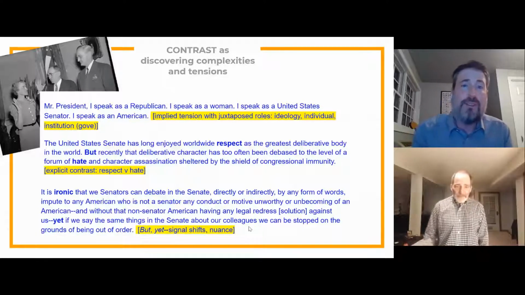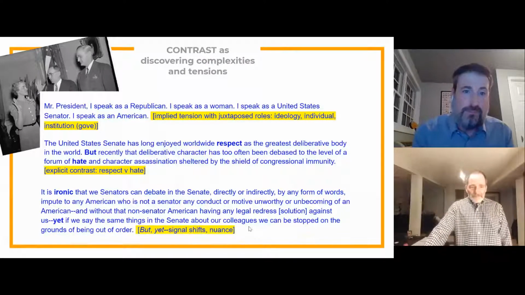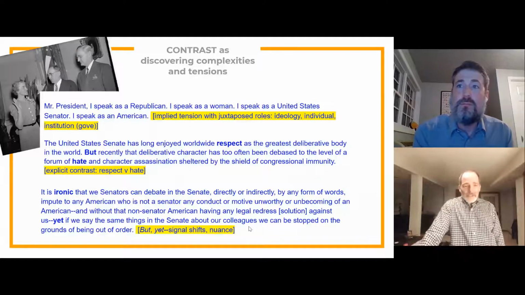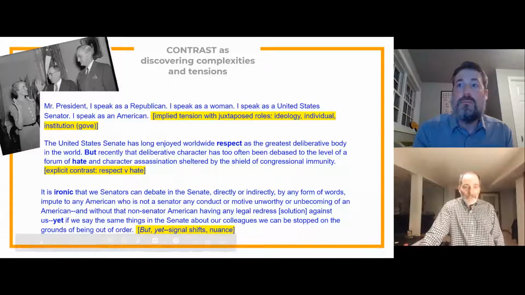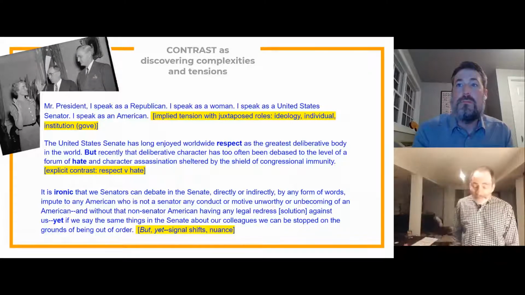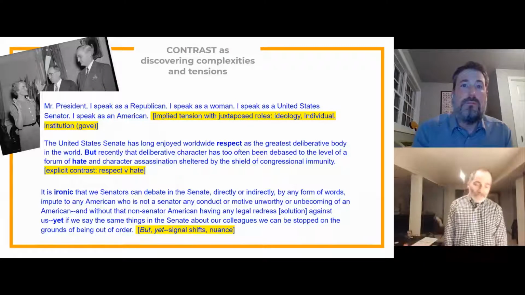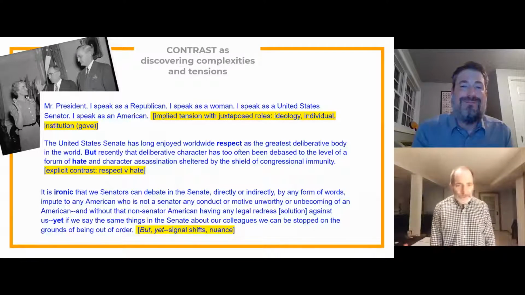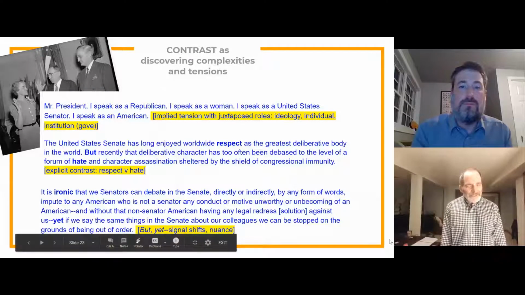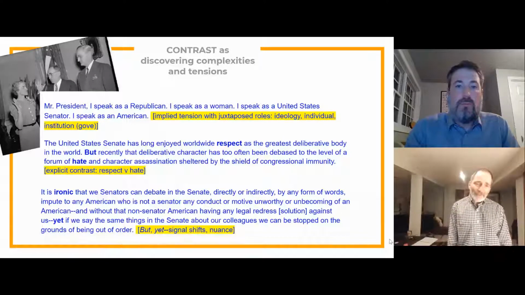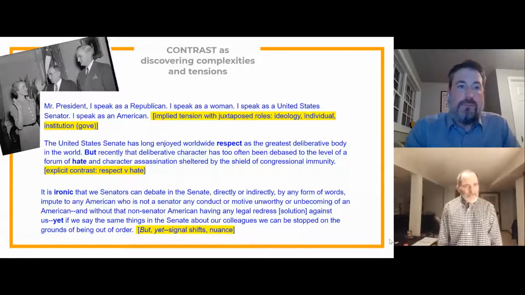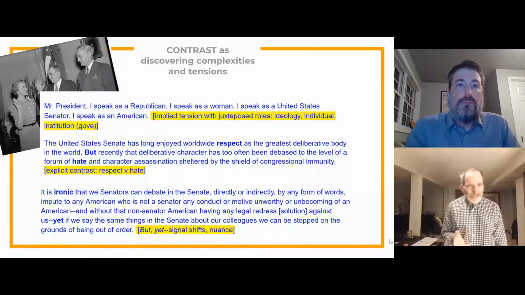And then if we go back to Steve's text, we see it right there. Right. And let's just look at some of the excerpts here. If we were to import some of that idea right at the beginning, "Mr. President, I speak as a Republican, I speak as a woman, I speak as a United States Senator, I speak as an American." At first glance, it looks like it's just parallelism reinforcing all these signature roles. But when we think about the differences among those roles, particularly our students' knowledge of the way women have been represented or misrepresented or underrepresented, then there's a little bit of a disconnect going on there.